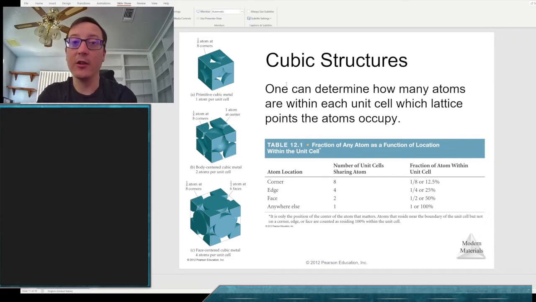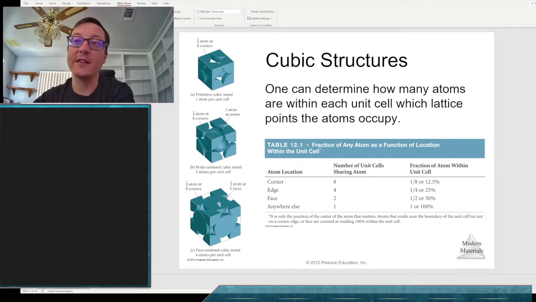If we take a look at the body-centered cubic, we have an entire atom in the center, and then we have those 8 corner atoms. The corner atoms are still 1/8 of them. And so we have the 8 1/8ths in the corners. That adds up to 1. And then we have 1 in the middle, which is therefore 2 overall.